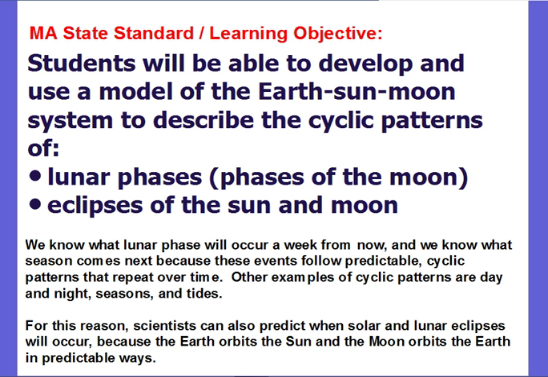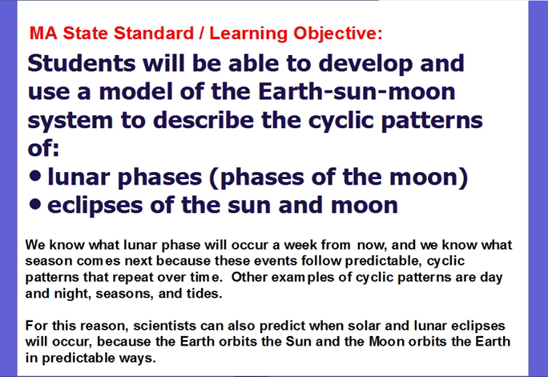Cyclic patterns, again, are just patterns that repeat over and over again, a cycle. You learned about some cyclic patterns in elementary school, like the life cycle of a butterfly, maybe the water cycle. So again, the Earth, Sun, and Moon move in predictable patterns that create these cyclic patterns that repeat over time. So we're able to know what lunar phase is going to occur a week from now, or a month from now, or even years in the future, and we know what season comes next because these events all follow a predictable cyclic pattern that repeats over time.